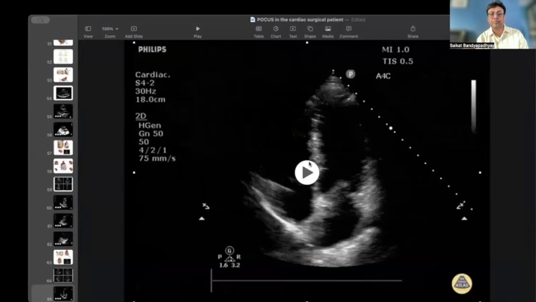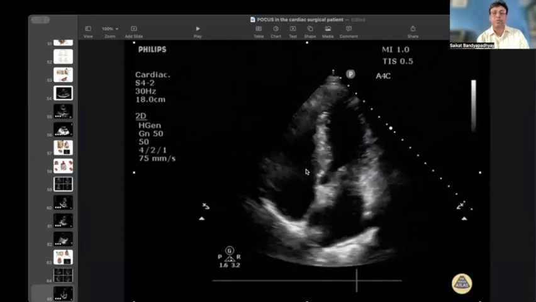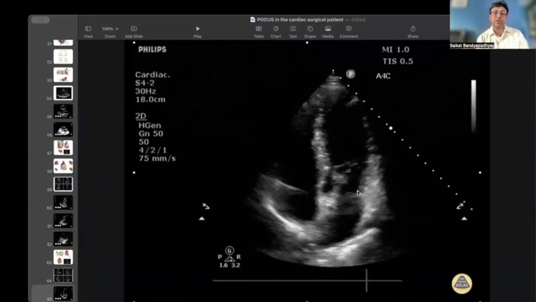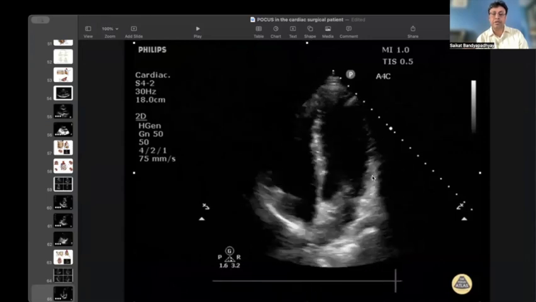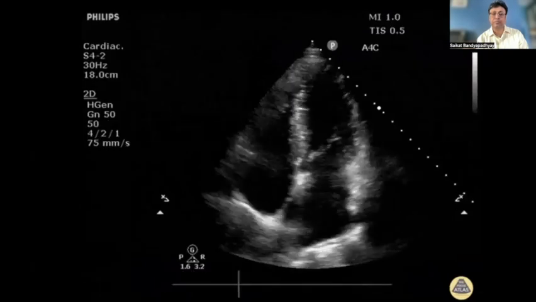So this is the apical four chamber view: the anterior mitral leaflet, posterior leaflet, the left atrium, the tricuspid valve over here, the RA and the RV, the interventricular septum. So a lot of information can be gathered from here, and just tilting the probe from this position slightly towards.